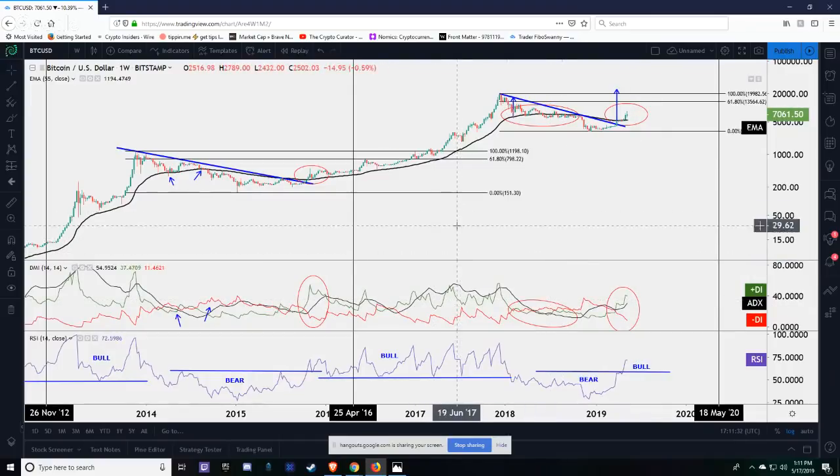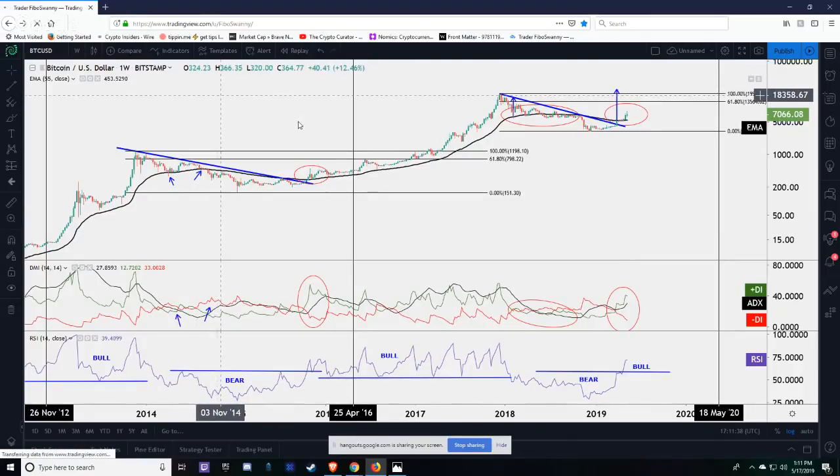Let's move forward. So when you look at it that way, let me pull up another chart real quick.